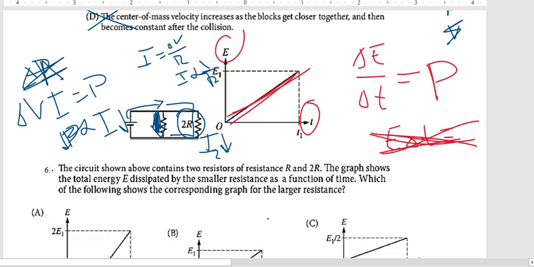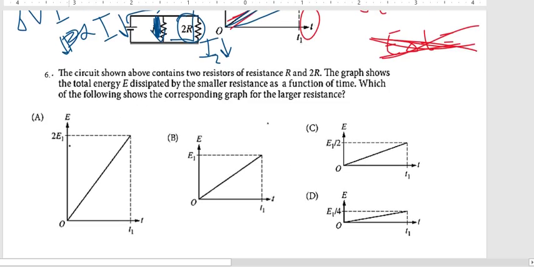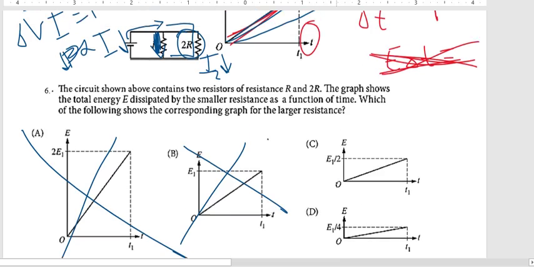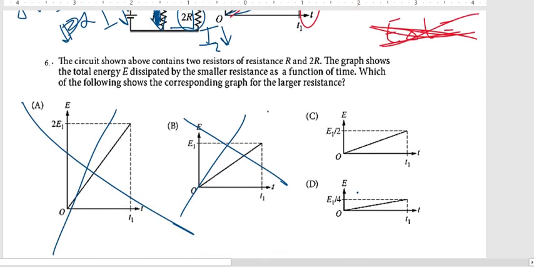So that means the slope of the graph will not be as steep. So we can already eliminate the one that's the same, and the one that's steeper, so it's going to be one of these. And since it's just directly proportional, we're not going to have to square anything, it's got to be C.